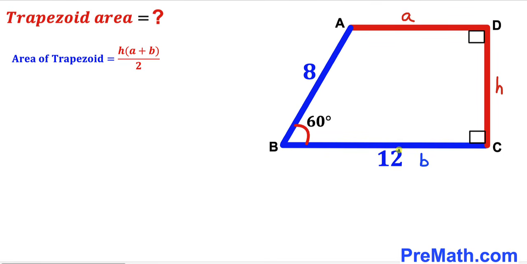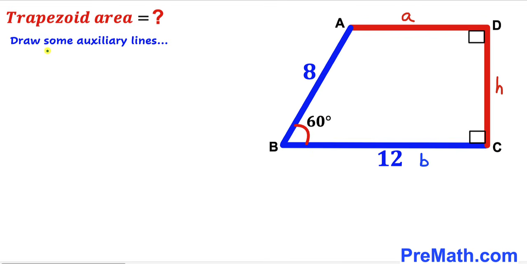We can see that our base b value is 12. However, our a value is unknown, and likewise our height h is unknown. So our task is to find the value of lowercase a and the value of height h as well. Let's make an observation. We can see that this angle is 60 degrees. So we are going to draw some auxiliary lines to make our job simple.